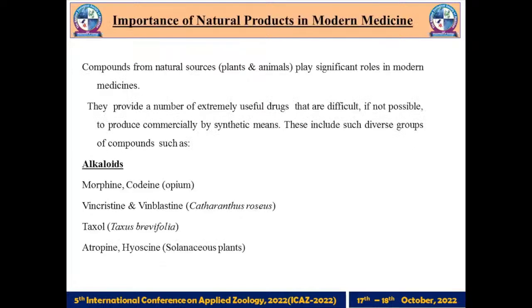Importance of natural products in modern medicine. Compounds from natural sources such as plants and animals play a significant role in modern medicine. They provide a number of extremely useful drugs that are difficult, if not impossible, to produce commercially by synthetic means. These include such diverse groups of compounds as alkaloids, morphine, codeine, vincristine, vinblastine, taxol, atropine, and hyoscine.